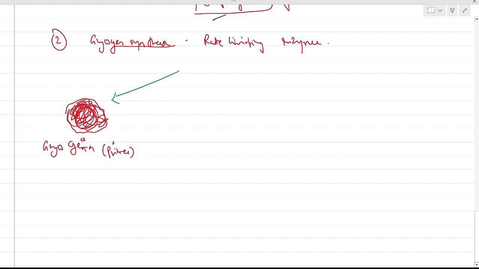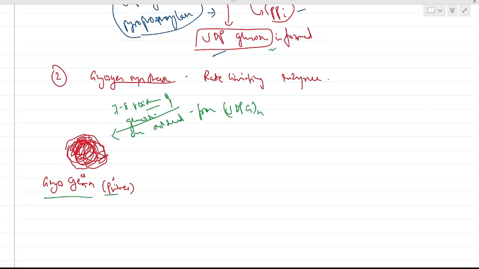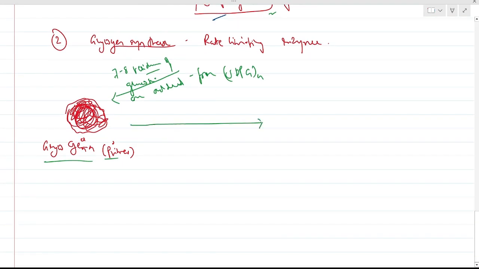Now, what do we have here? Residues getting added. What residues? 7 to 8 residues of glucose are added. From where? From UDP glucose polymer, multiple UDP glucose that was formed here. From this, 7 to 8 residues of glucose are added to glycogenin, which is a primer, obviously in the presence of our rate limiting enzyme, glycogen synthase.